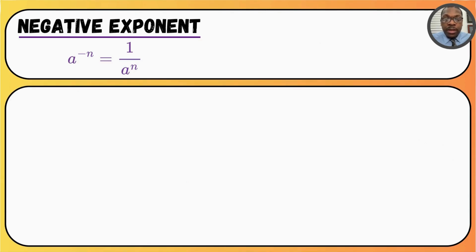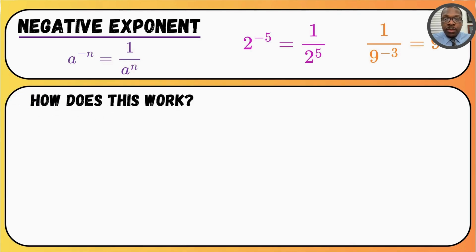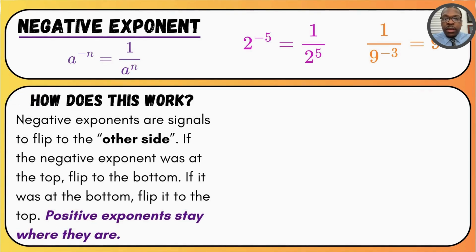Okay, next one, negative exponents. It's really just a way to tell us to flip the exponent to the other side. Whenever you see a negative exponent, if it was supposed to be at the top, flip it to the bottom. But if the negative exponent was at the bottom, now you would flip it to the top. So that's how negative exponents work. Negative exponents are just little guides, little signals that tell you to flip it to the other side, okay?